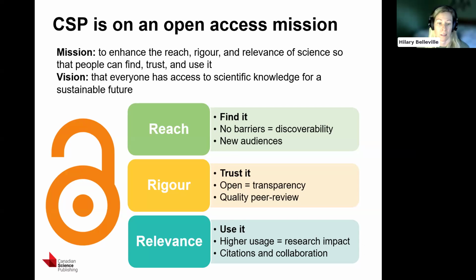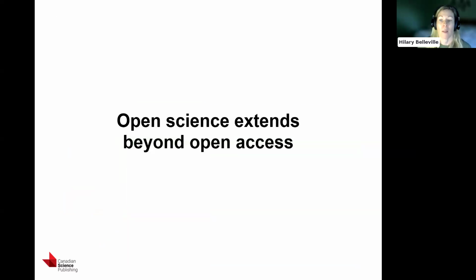And while open access is undoubtedly an important way of making research, which is often funded by taxpayer money, accessible to everybody, people started thinking about how to expand this concept even further.